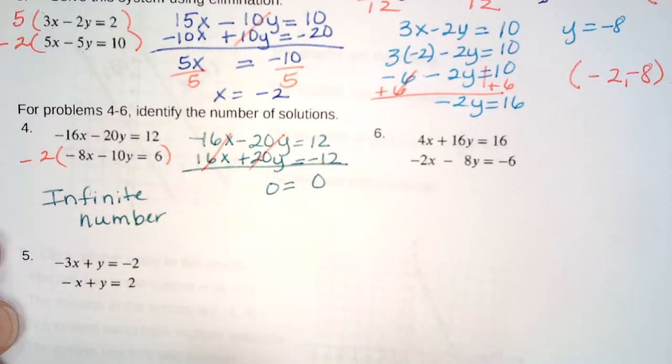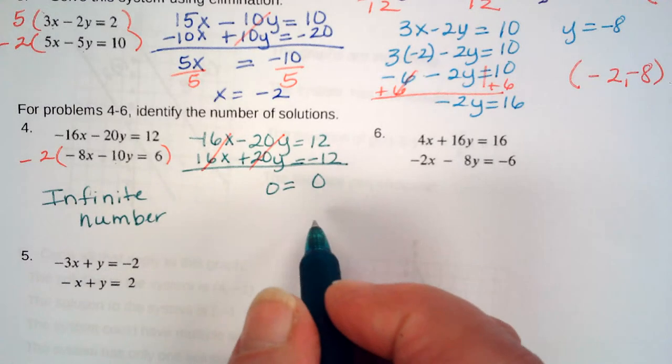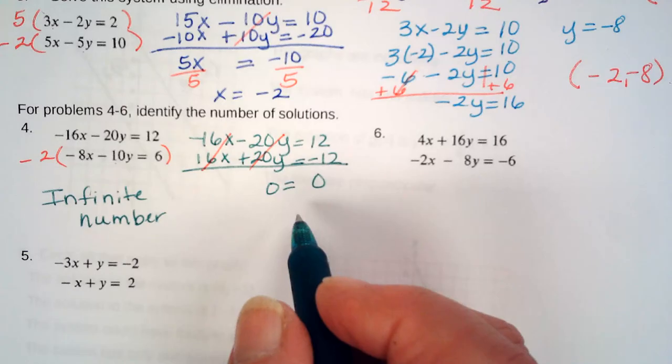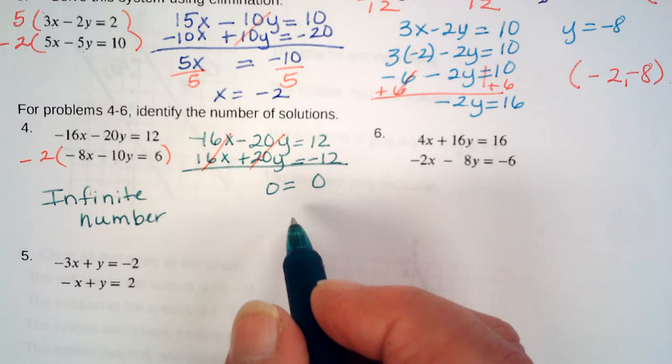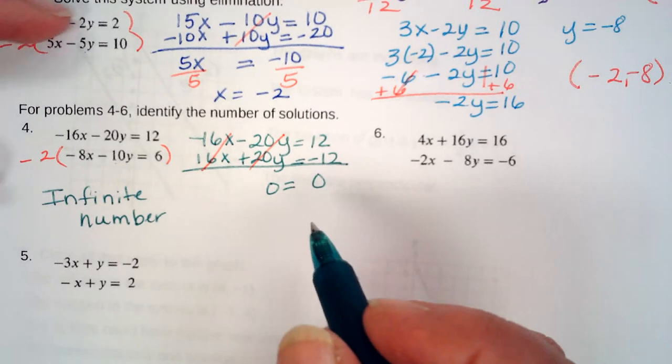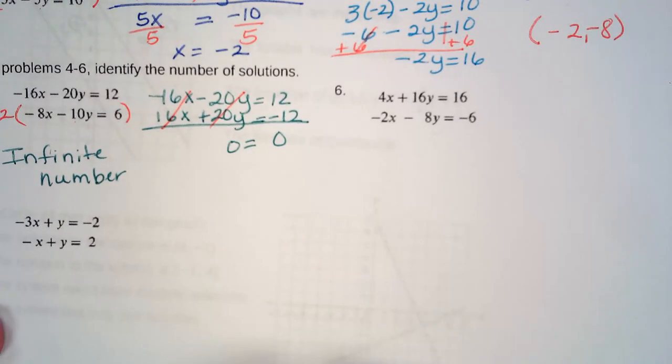Of solutions. Now, if it would have been 4 equals 4 or 15 equals 15, you have that infinite number of solutions because it will always, always happen. For the next one, what are we going to do?